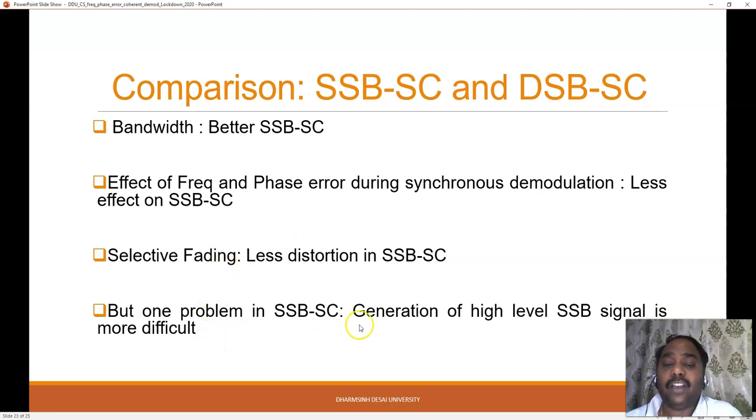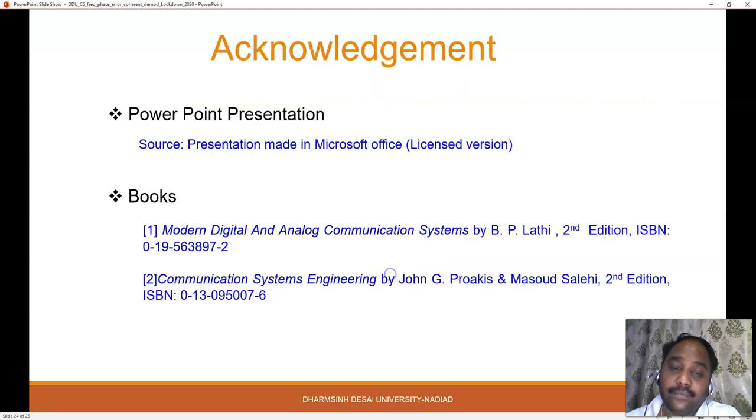The only problem in SSB-SC is that the generation of a high level SSB signal is somewhat complicated, more difficult compared to DSB-SC. It's not as simple as we think. An ideal pi by 2 shifter is not possible, and an ideal Hilbert filter is not possible. It is slightly difficult, right? But even though it is slightly difficult, it works better compared to all three.